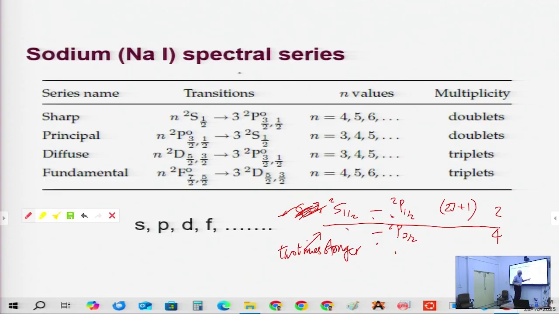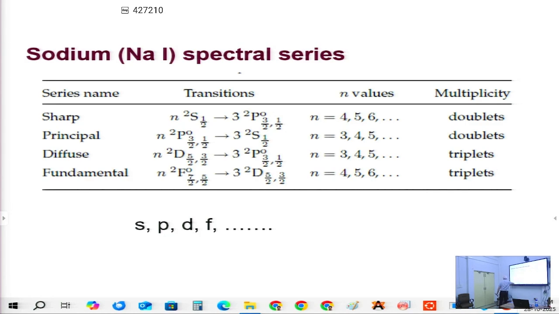So this is 2 times stronger than the other one. Okay.